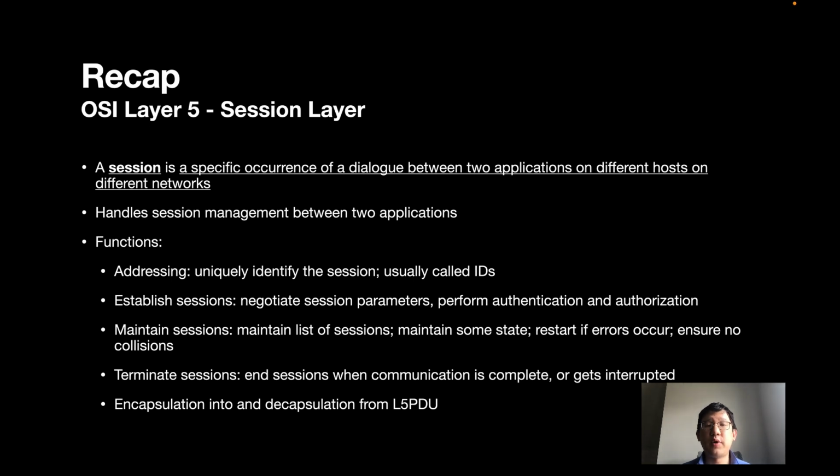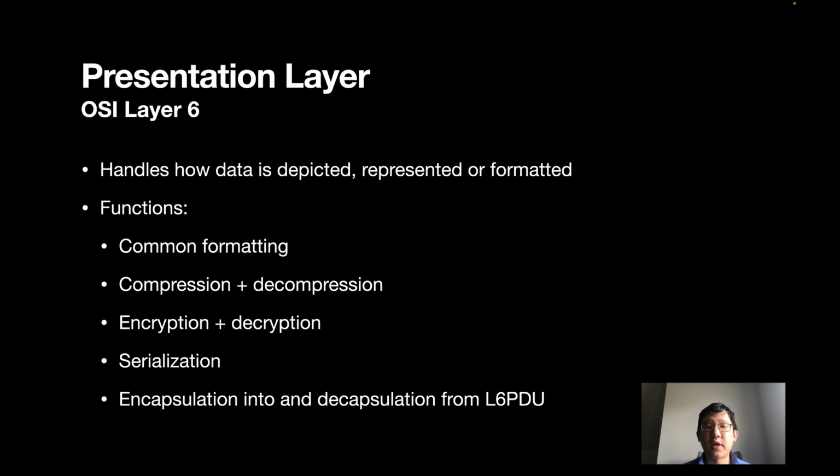Now let's talk about OSI layer 6, which is the presentation layer. As the name suggests, the presentation layer handles how data is depicted, represented, or formatted, and this is to ensure that the receiver can understand what the sender is sending. It provides several functions. First is to provide a common format. It can also provide compression and decompression, encryption and decryption, serialization, and encapsulation into and decapsulation from the L6 PDU.